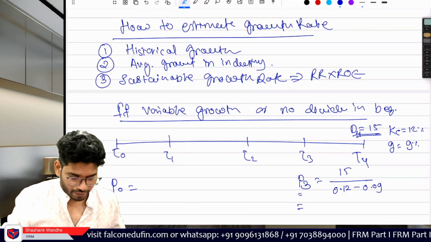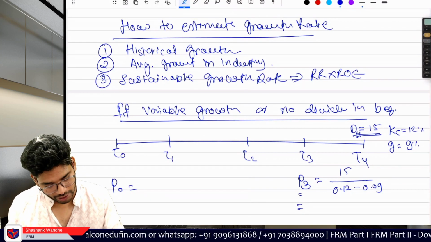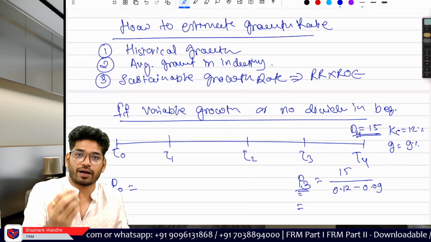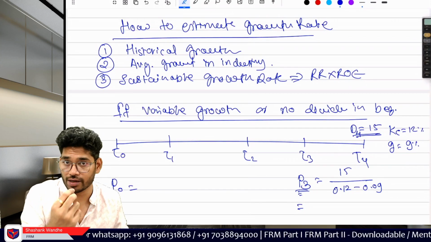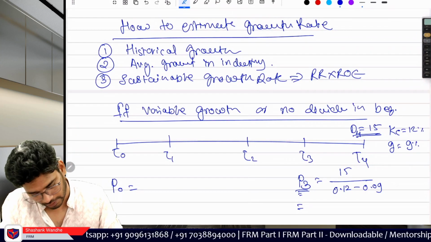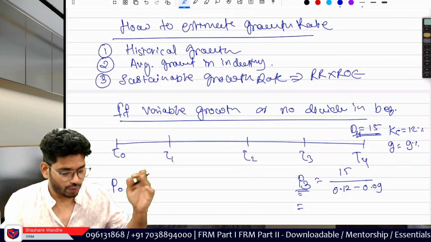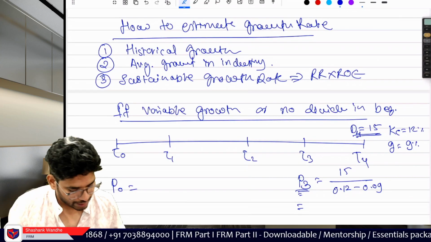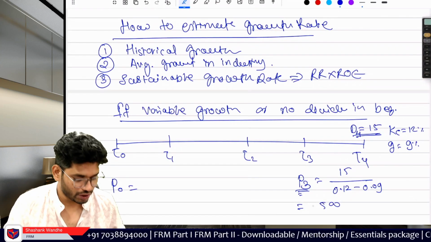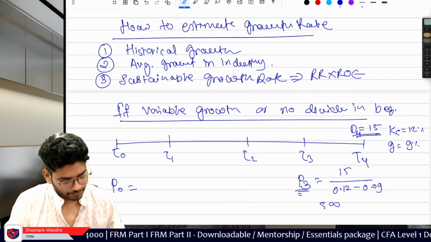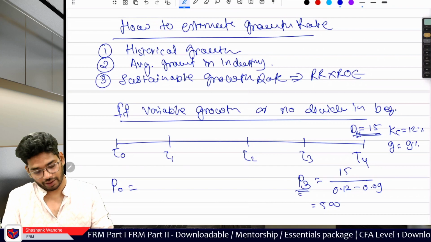So here we will do the first calculation, the calculation of P3. P3 is also known as the terminal value at T3. So 15 divided by 0.03, that is 0.12 minus 0.09, and the answer is 500. So P3 is equal to 500. Good enough? Okay, so we got P3.